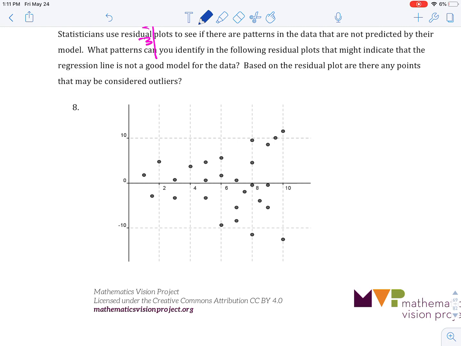So if you picture your line of best fit, in here, the dots are pretty close to the line. But once they start getting out here and it starts getting bigger, they're farther away from the line. So it's a good model for low x values.